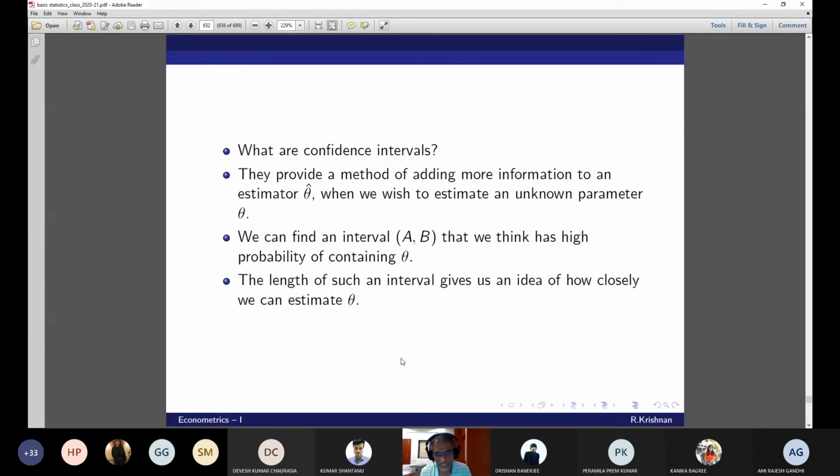You see, in any result where people give confidence intervals, if the confidence intervals are wide, there is not much credibility you can attach to that result. If the confidence intervals are very wide, it is something like a catch-all term. Everything goes. Okay, so this is the first lesson you learn about confidence intervals. Your confidence interval must be as narrow as possible, so that it gives an idea of how closely we can estimate theta.